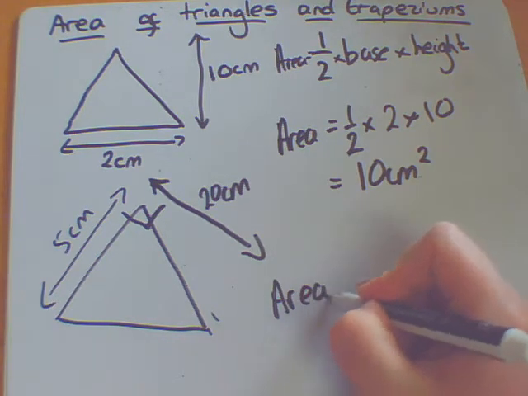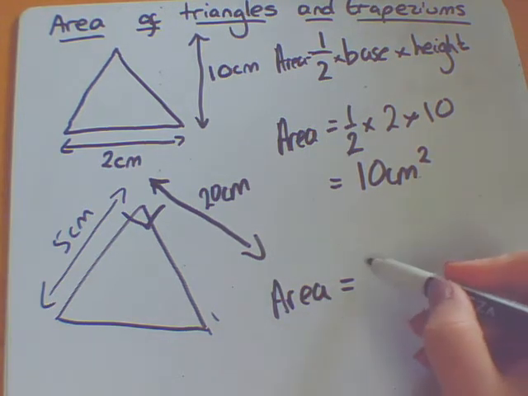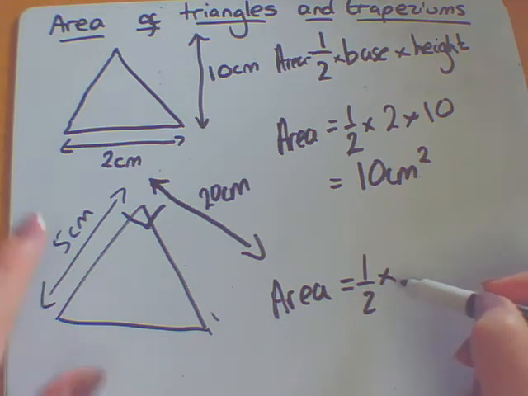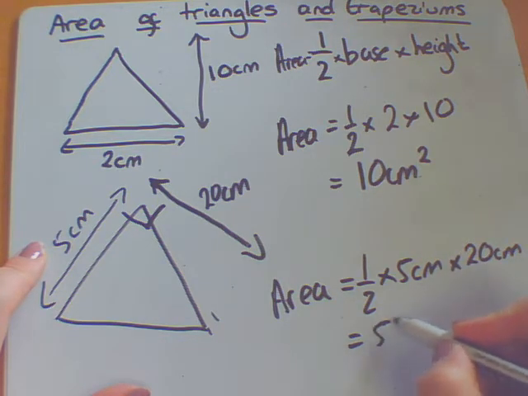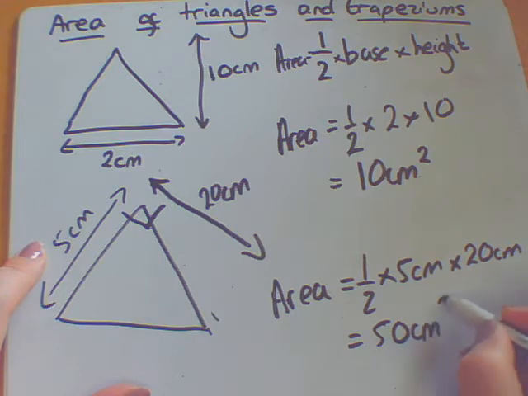And again, it's plug it in and get an answer. So a half times the base, I'm going to make the base 5 centimetres. I'm going to make the height 20 centimetres. You don't have to write the units in your equation, I just have. So a half times 5 is 2.5. 2.5 multiplied by 20 is 50 centimetres squared. And that's triangles. Let's move on and have a look at trapeziums.